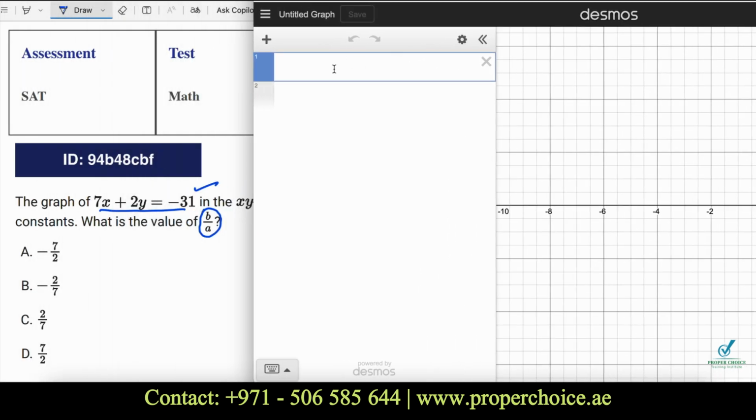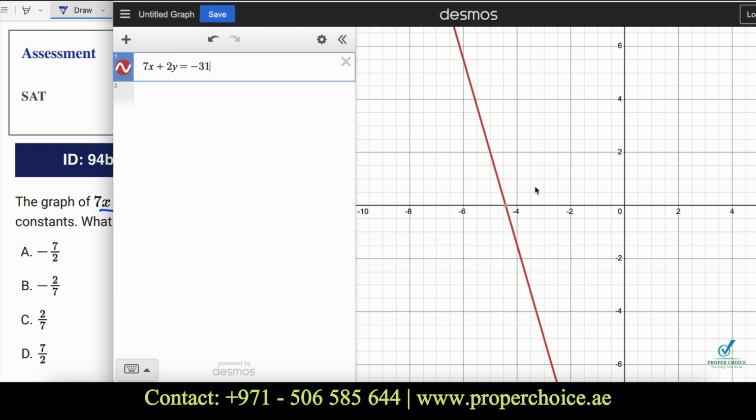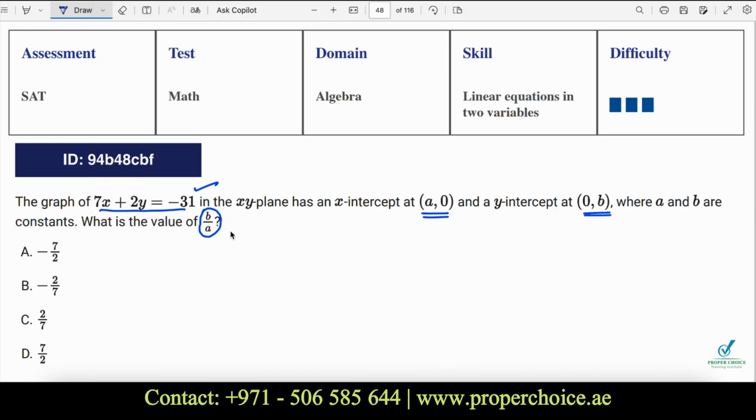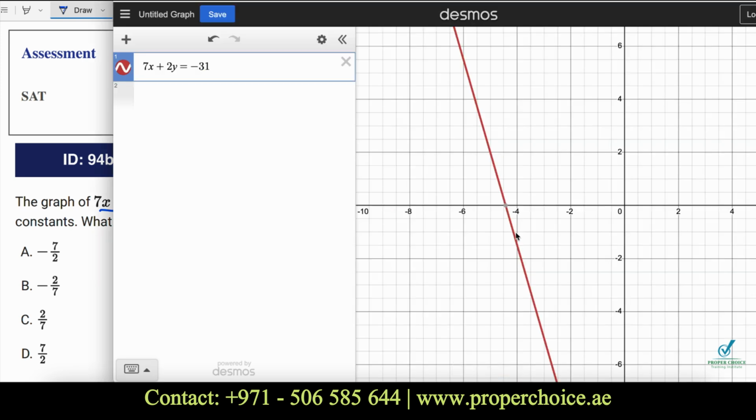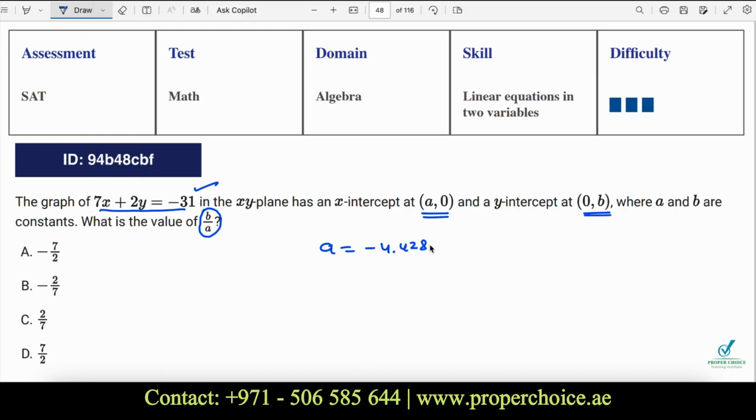You're going to type 7x plus 2y is equal to negative 31. Now, what is the x-intercept? The x-intercept is the point where the graph crosses the x-axis. So you can see that the x-intercept is minus 4.42857. So the value of a here is minus 4.42857. Now what is the y-intercept?